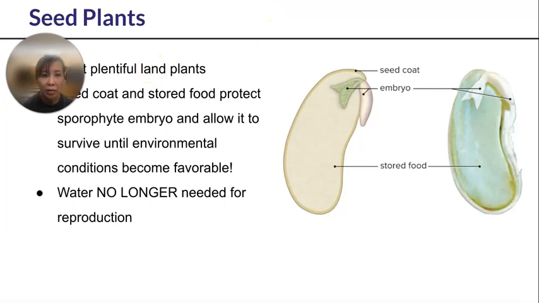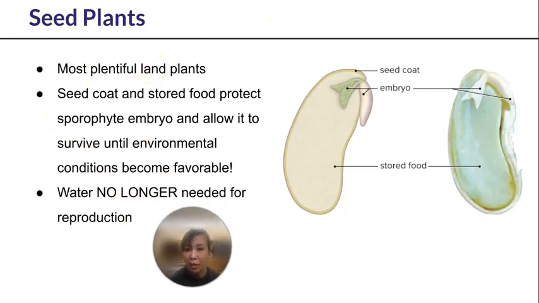So seed plants are really diverse. They're the most plentiful land plants, and seed plants are also sporophyte dominant. While previously we have seen plants being gametophyte dominant, if you recall when we were looking at plants that rely on water, they were gametophyte dominant, and the sporophyte would be short-lived, only long enough for them to pretty much reproduce, and then they would go back to their gametophyte state. Well, now with seed plants, we are sporophyte dominant.